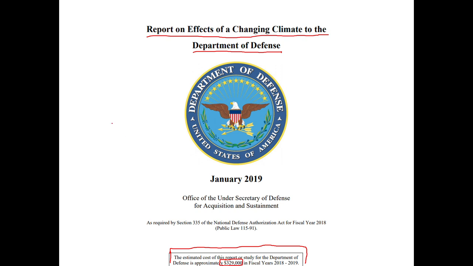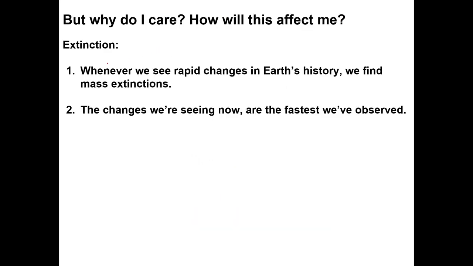$329,000. And if you look at the slides to this, down in the bottom, I actually provided the link so you can pull up this PDF if you want to flip through it and read it yourself. I recommend it. You can just flip through it and get the summaries and everything. So that's kind of how it will affect you. I'm going to be a little bit broader here and just kind of talk about mass extinctions in general.